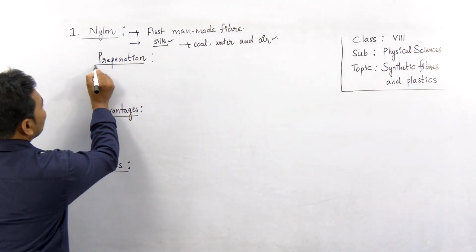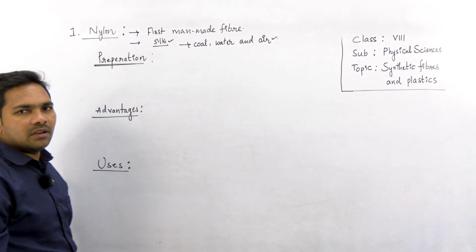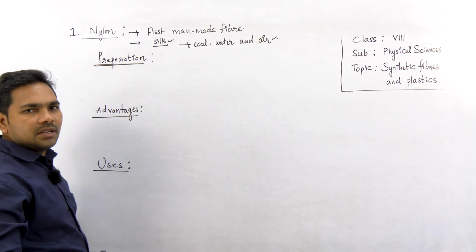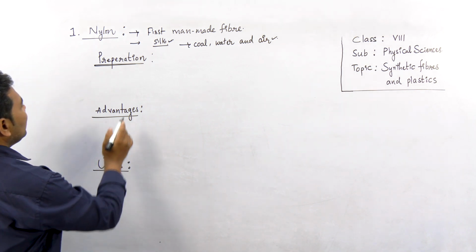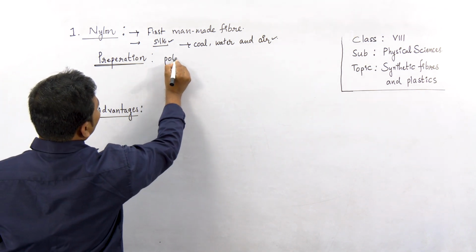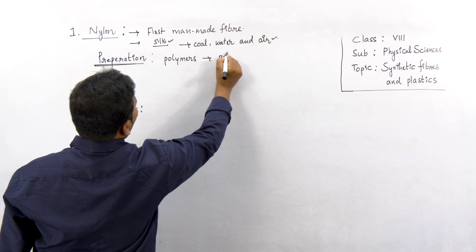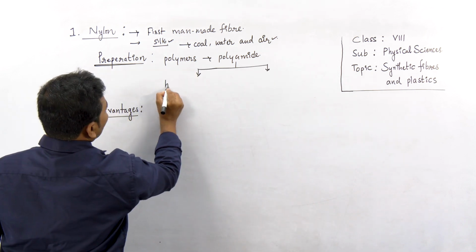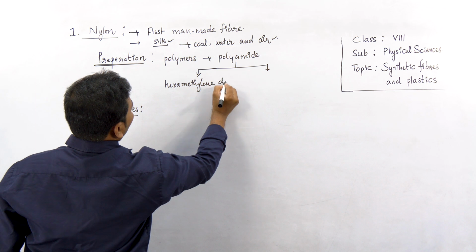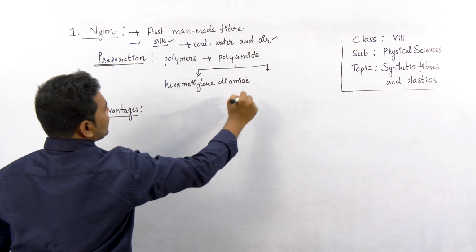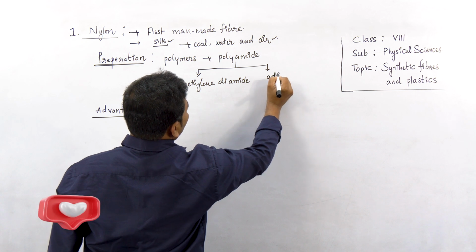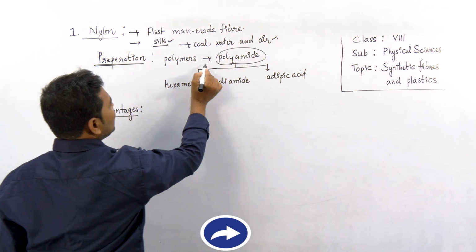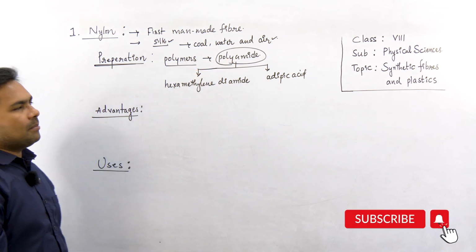Right, now let us look at the preparation of nylon. How is it prepared? Nylon is prepared from, as I told you, chemical substances, petroleum substances. Nylon is prepared from a polymer called polyamide. This polyamide is made from two substances. One is hexamethylene diamine, and the second one is adipic acid. These are the two substances using which polyamide is made. This polyamide is the polymer for the preparation of nylon.